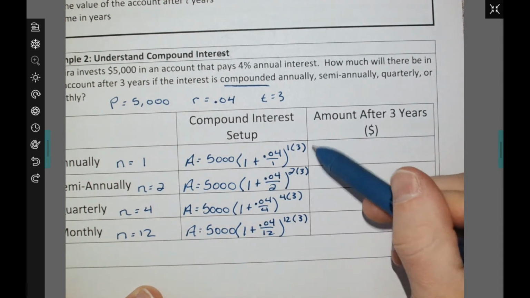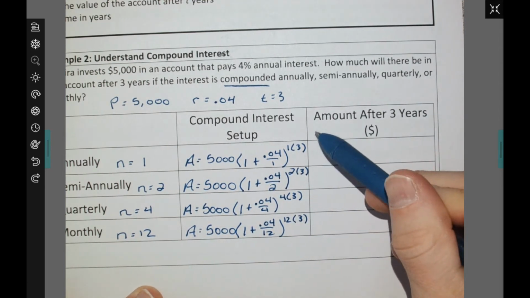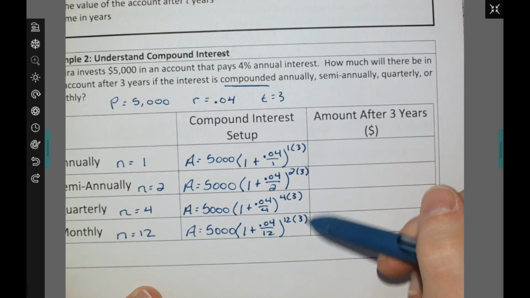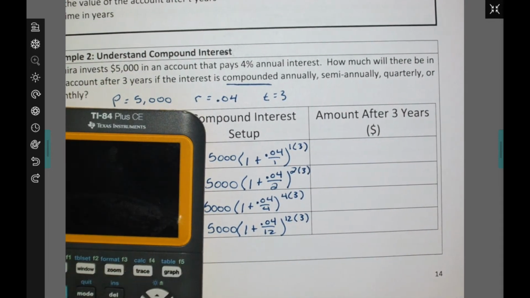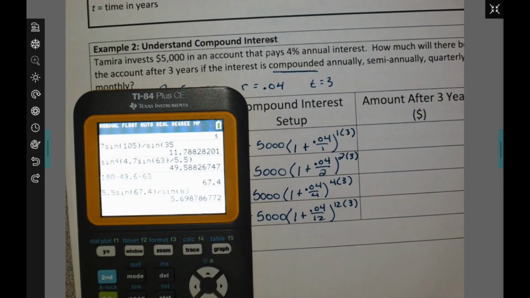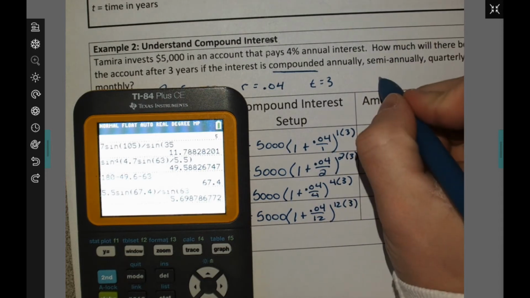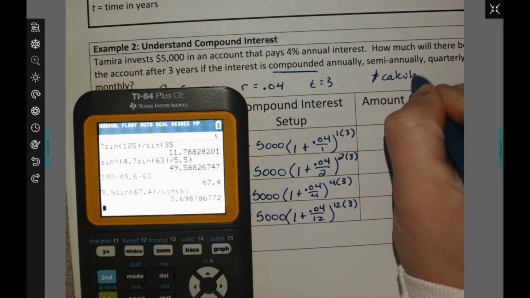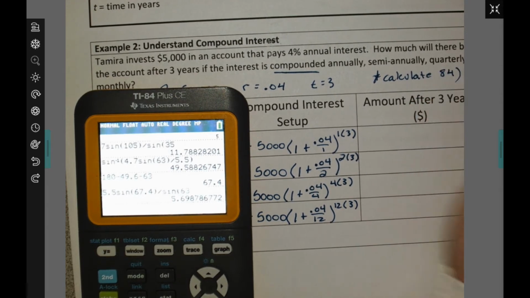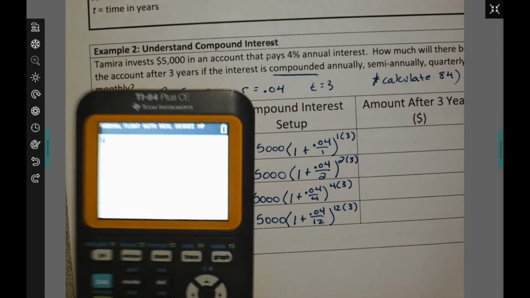The reason these all have 3s is because we want to know the amount after 3 years. Outside of that, the only thing that changes is the n value. So I want you to go ahead and actually practice typing this in on your calculator. If you have a graphing calculator, use it. If not, remember on your phone, the app you could use is Calculate 84. But you definitely want to become familiar with plugging this in.